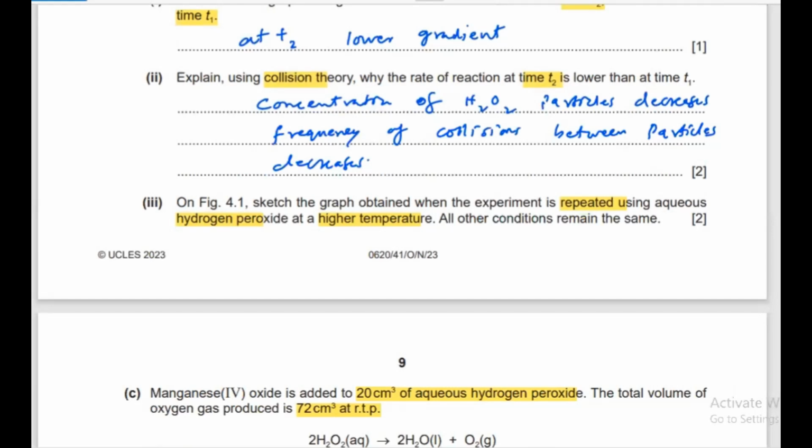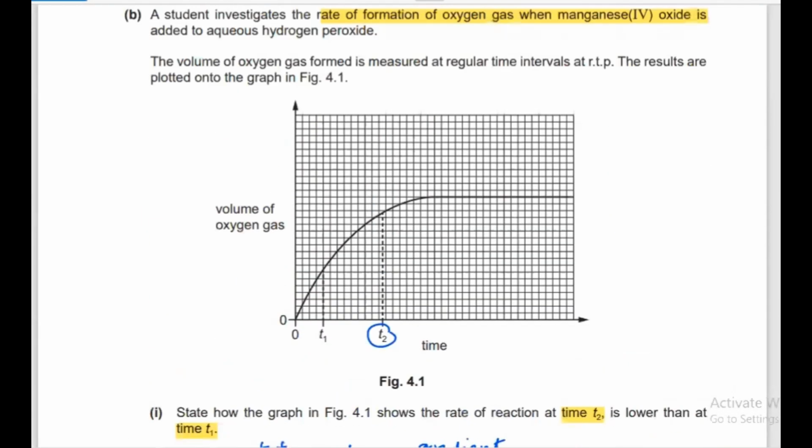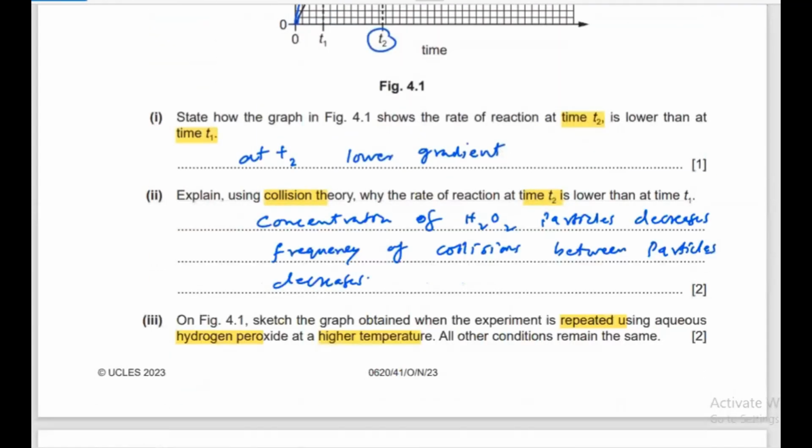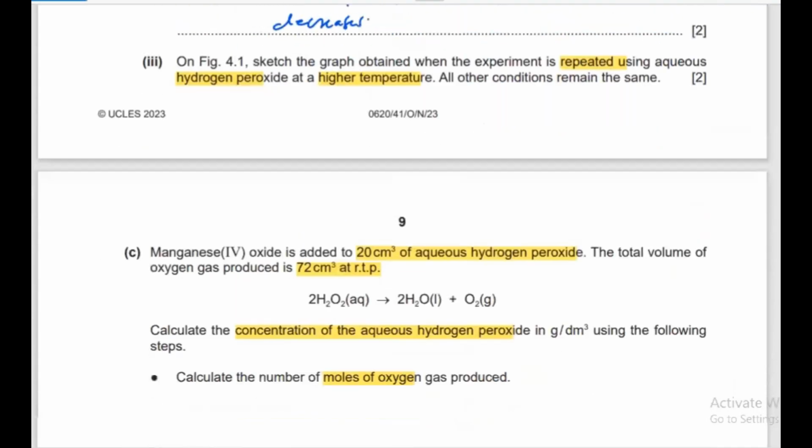Then if this experiment is repeated using aqueous hydrogen peroxide at a higher temperature, all other conditions remaining the same, sketch the graph obtained. If the temperature is higher, the rate of reaction increases, but we will get the same amount of oxygen, or the same volume. So the curve should be a little bit steeper, but it must finish at the same level. You will get the same volume at low and at high temperature. The curve should be steeper and level off at the same level.